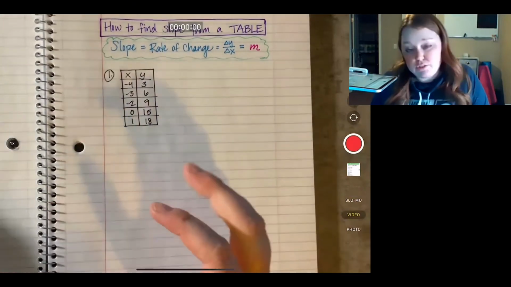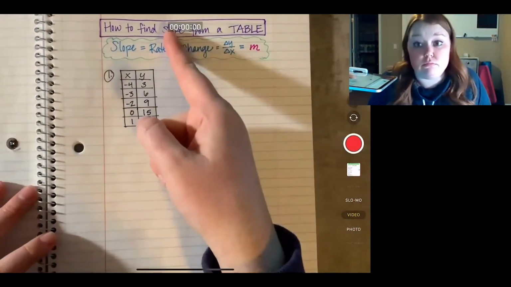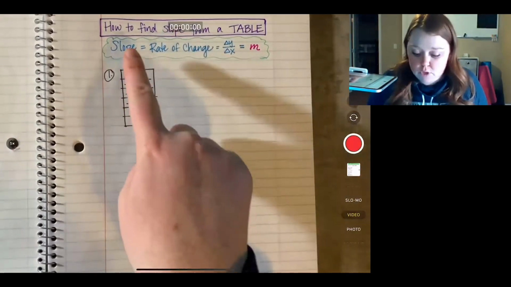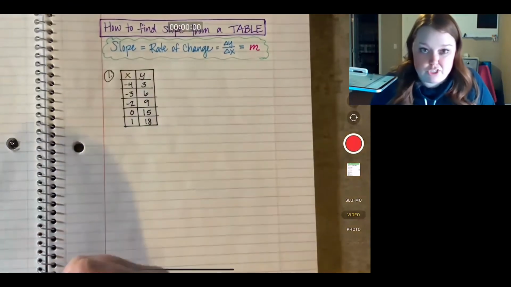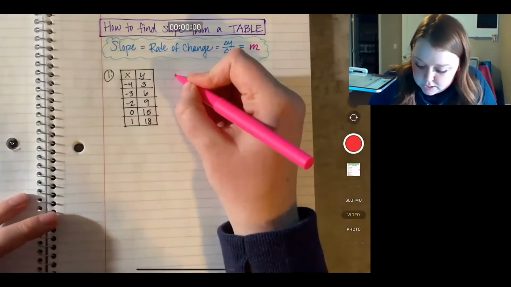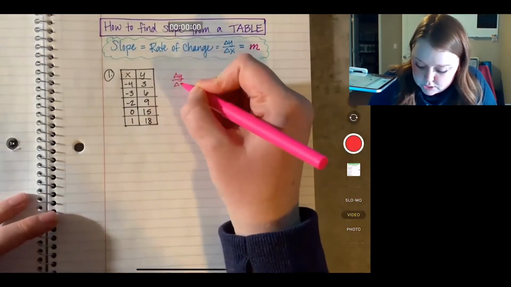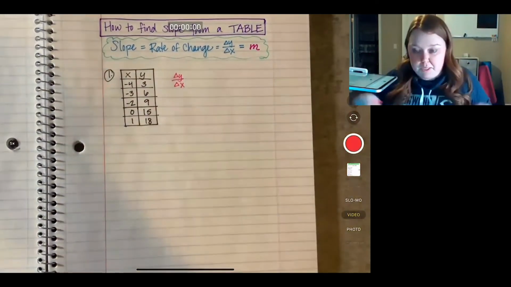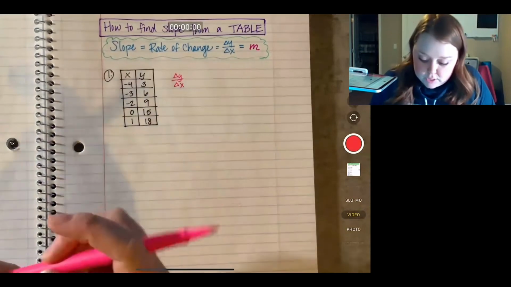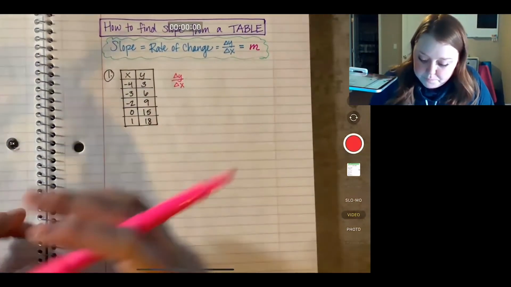So directions on this would be find slope, right? Well, slope is the same thing as rate of change. And rate of change is just change in y over change in x. So that's what I need to find, change in y over change in x. So that's the little triangle things off to the side, right? So let's go ahead and do that.